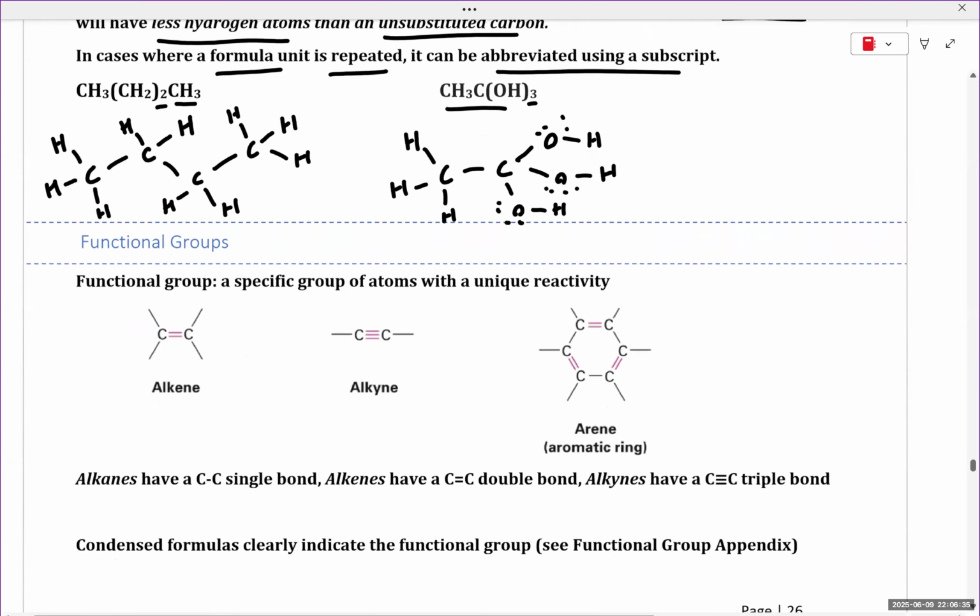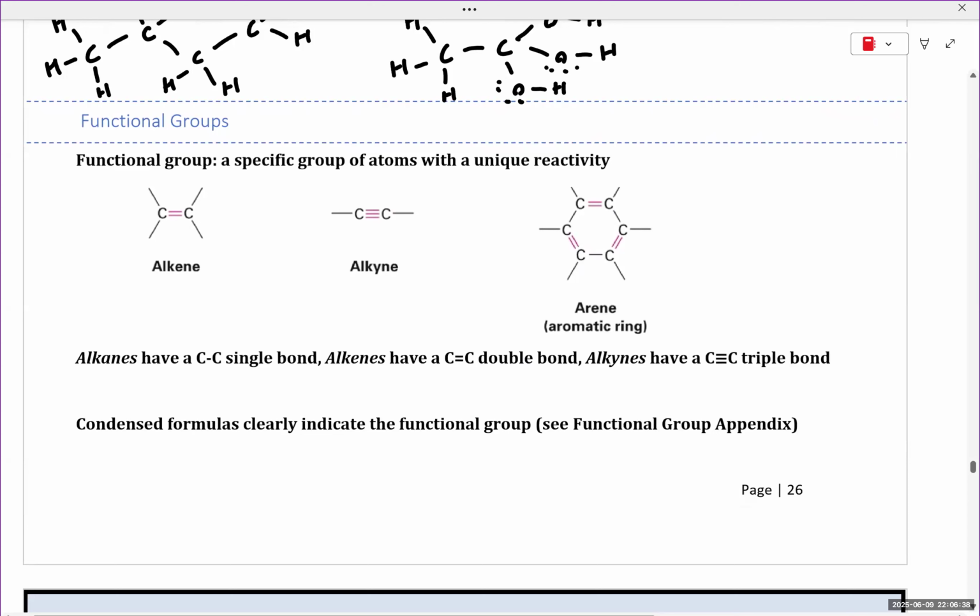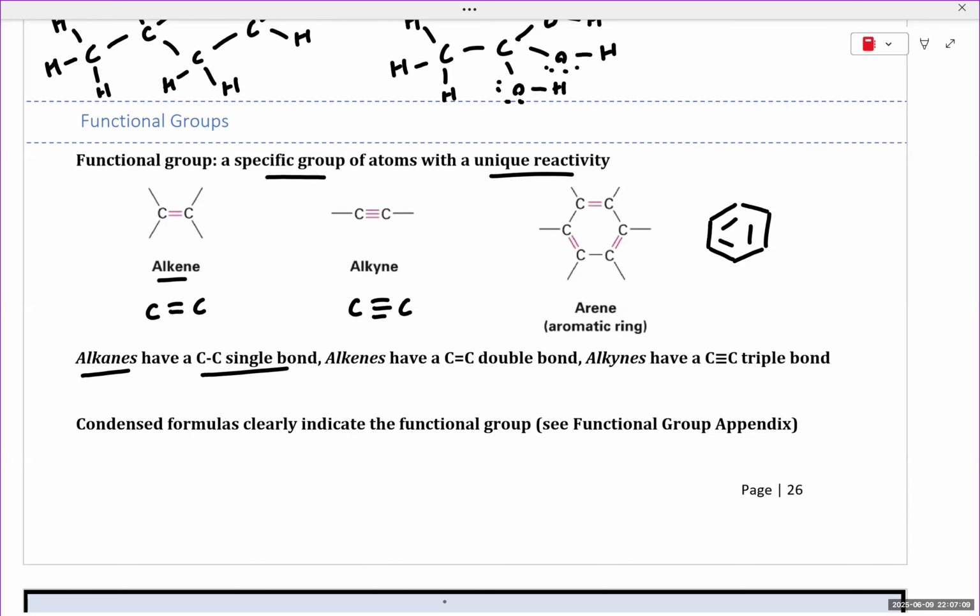Okay, now you've begun to hear names of these various what are known as functional groups, which are specific groups of atoms with unique reactivity. For example, a carbon-carbon double bond is known as an alkene, a carbon-carbon triple bond is known as an alkyne, and a collection of carbon-carbon double bonds arranged in a ring are known as an arene group. Now, alkanes have a carbon-carbon single bond, alkenes have a carbon-carbon double bond, and alkynes have a carbon-carbon triple bond.